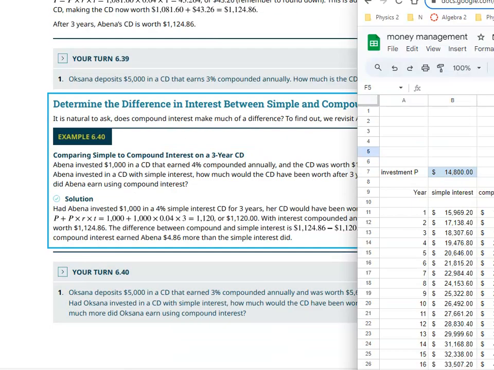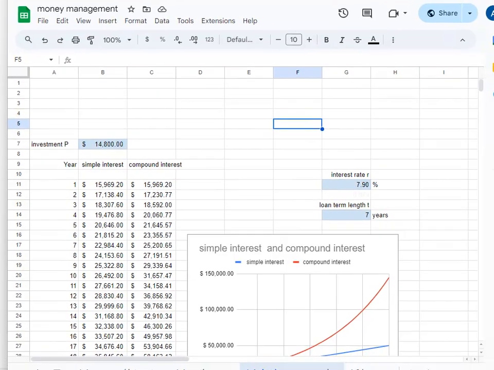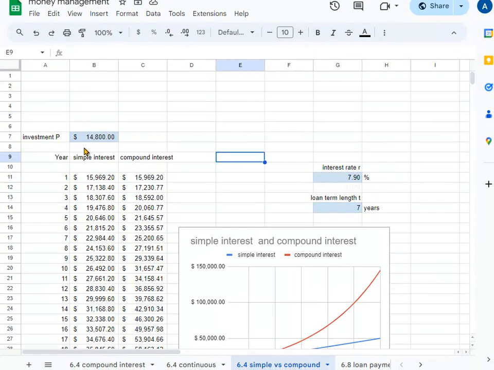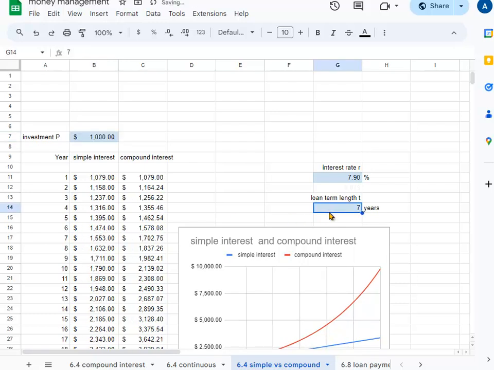Now here, that would be my simple versus compound interest. So this was a $1,000 CD, 3 years. Again, actually in my little sheet here, it doesn't really matter what I put in for years.